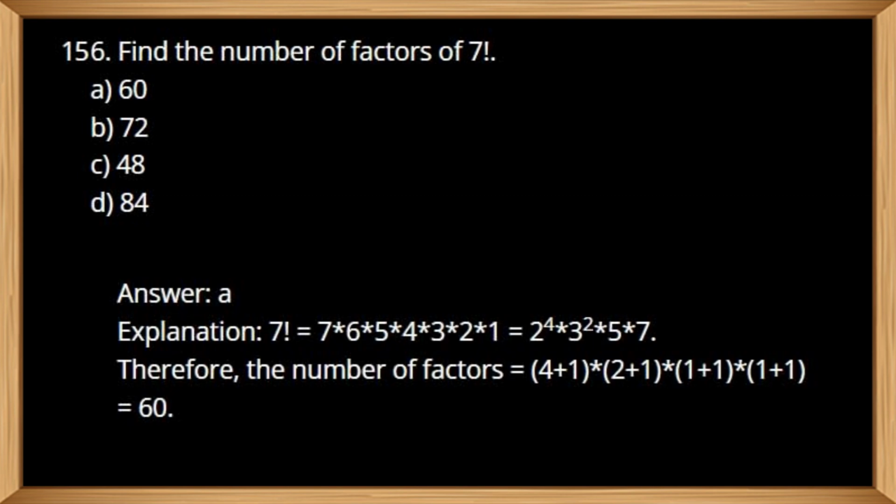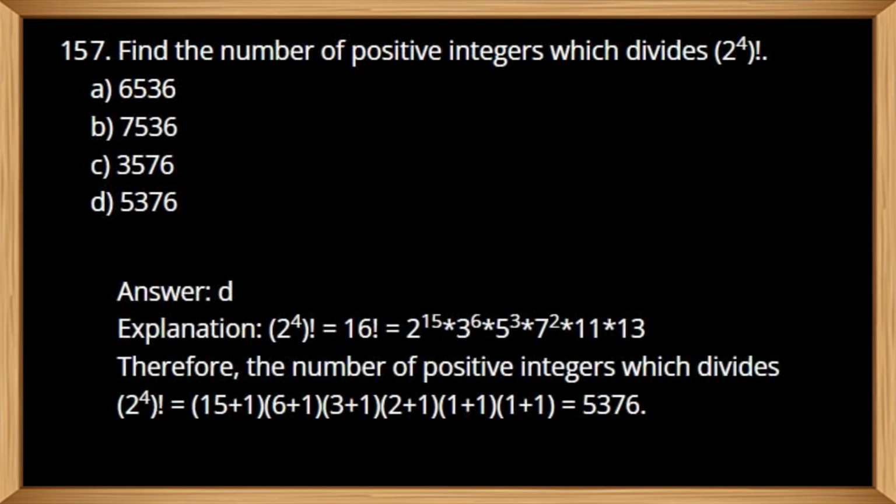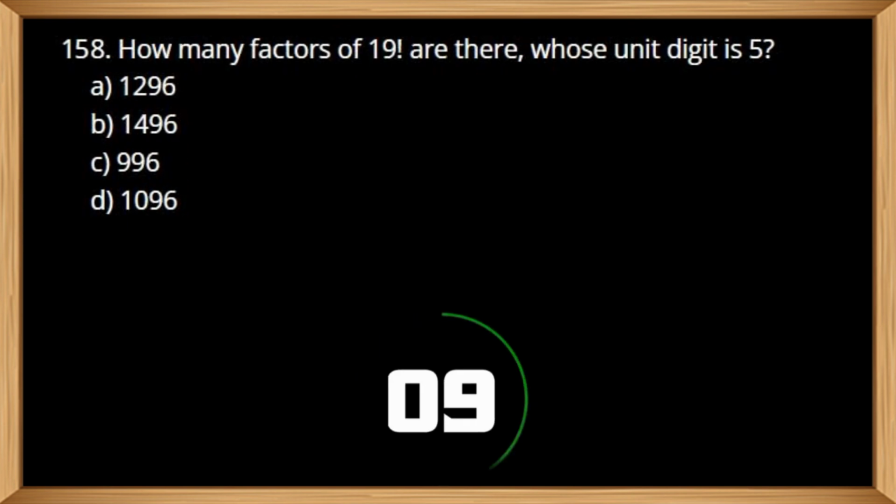Option A 60. Find the number of positive integers which divide 2 power 4 factorial. Option D 5376. How many factors of 19 factorial are there whose unit digit is 5?